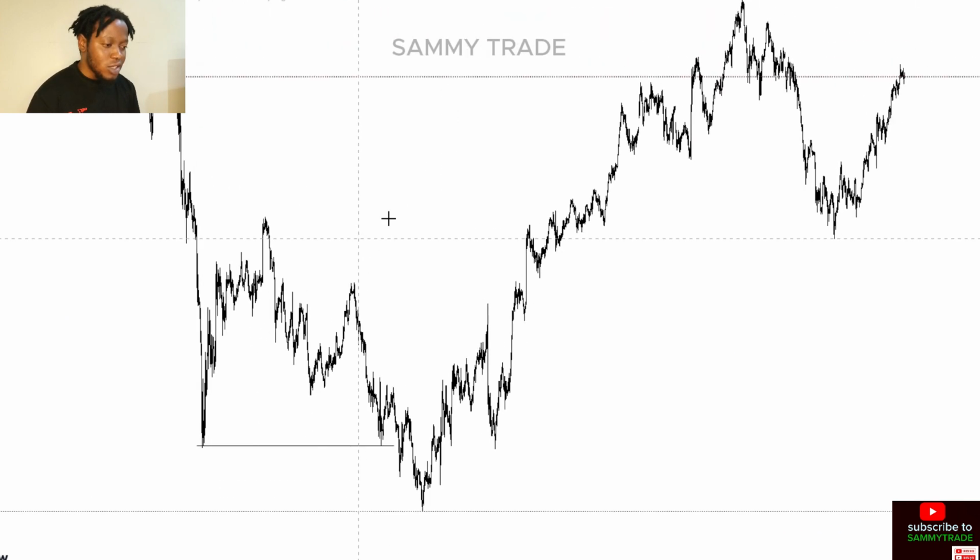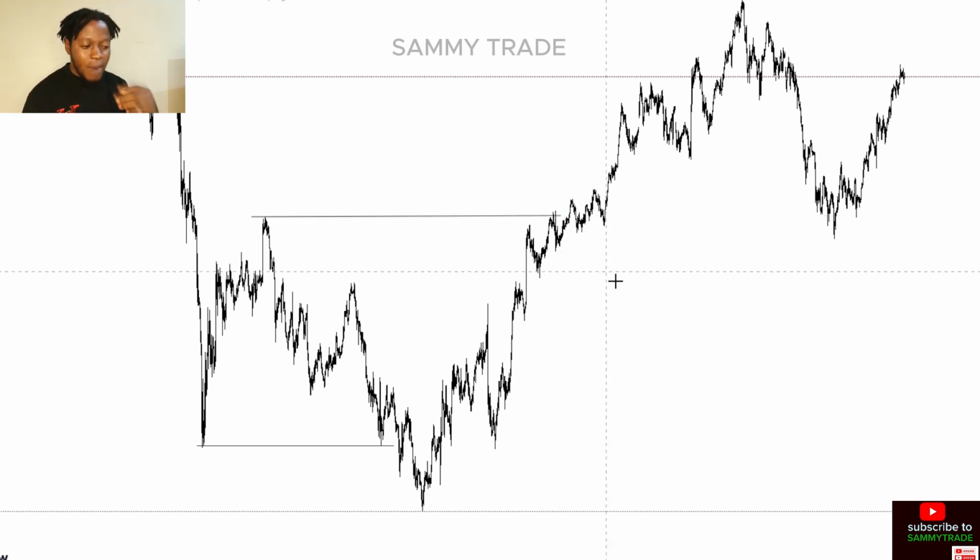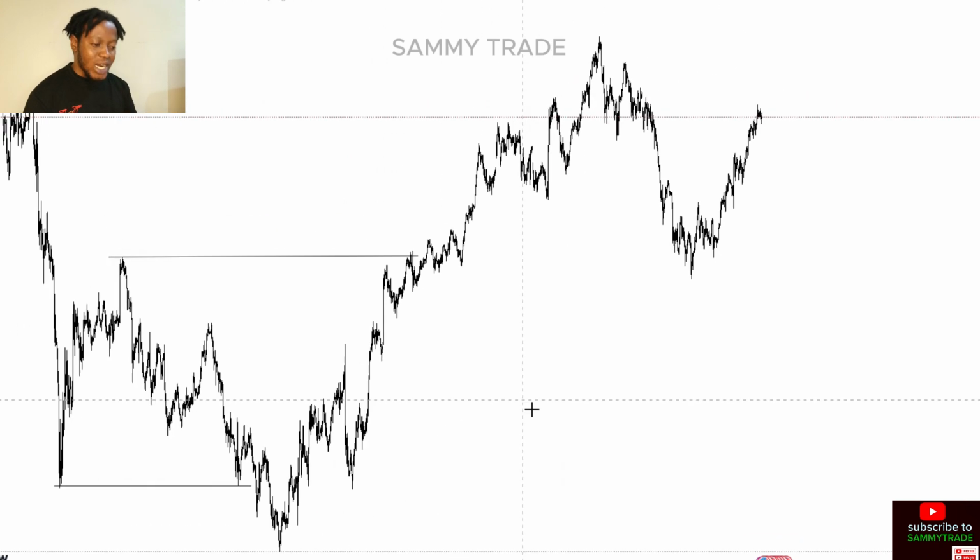All right, so at this point there was a shift of structure, meaning that the pullback is over. Price is no longer pulling back. Price is done with the downtrend pulling back, so price is about to turn bullish, just like the higher time frame. Now the lower time frame is bullish, the higher time frame is bullish also. So everything is now aligned, and we are ready to look for our entry at this point.